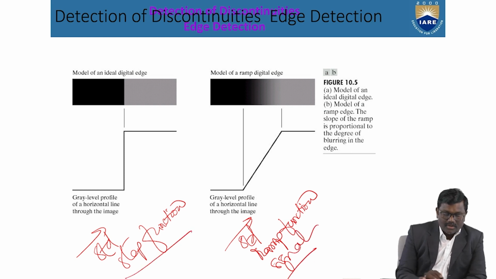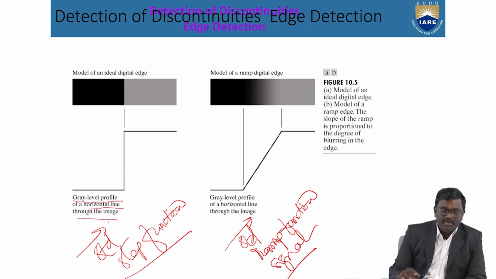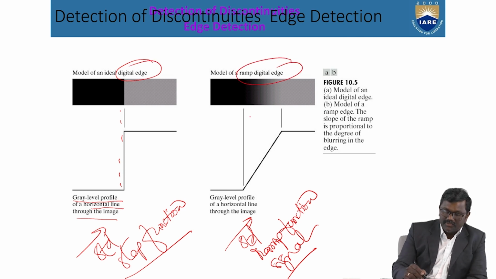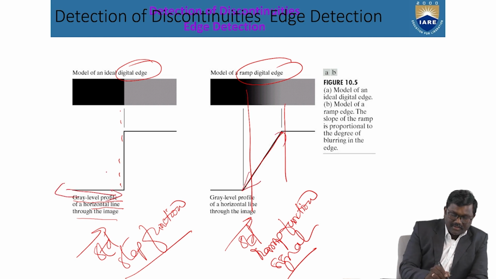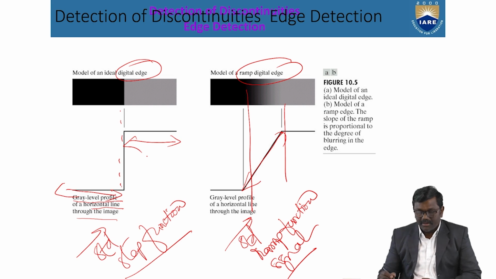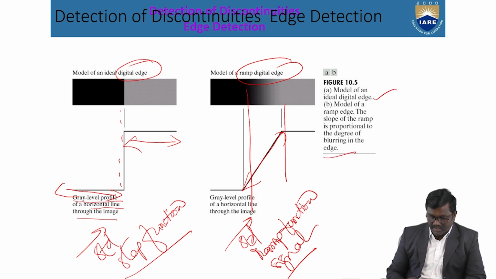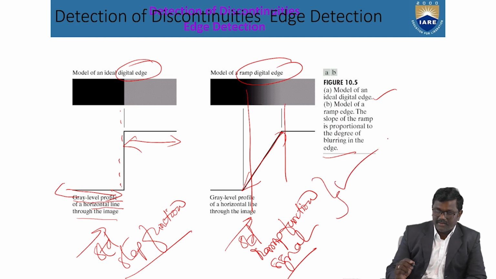By applying this to the gray level image profile, a horizontal line through the image, you can find the ideal edge and the ramp edge. You see here, in this part alone we may find the linearity, here this part and this part alone. So you see the model of an ideal digital edge and the model of a ramp edge. The slope of the ramp is proportional to the degree of blurring in the edges, which we can find through this signal.